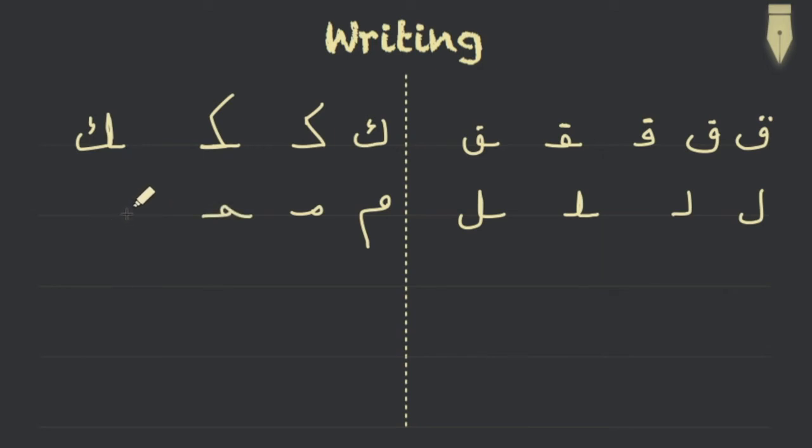For the final form, we are on the horizontal line. We start similar way to the medial form, and then we go below. So like this. Okay.